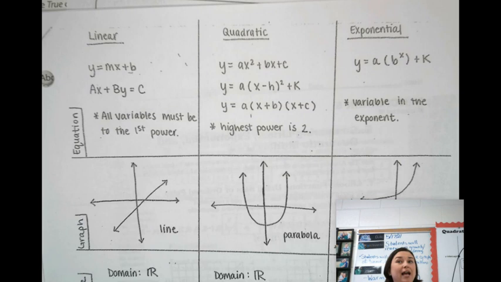So you'll have to graph, you'll have to be able to find the asymptote, you'll be able to find the y-intercept, you have to be able to look at an equation and tell me is it linear, quadratic, exponential. You have to be able to look at a table and tell me if it's linear, quadratic, or exponential.